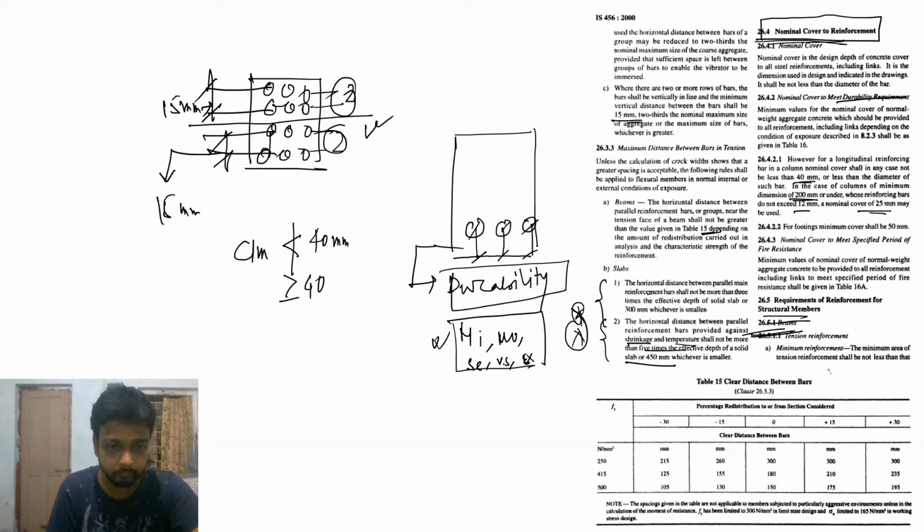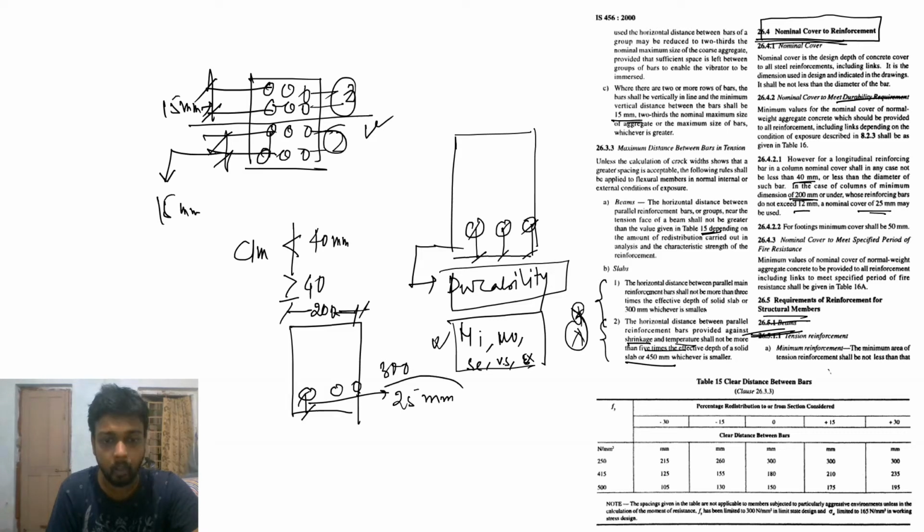Suppose this is 300, this is 200. In this scenario, if we provide 12 mm bars, in that situation we may provide 25 mm nominal cover instead of 40. Particularly in this situation. For footing, minimum cover is 50 mm. So for footing or foundation, greater than or equal to 50.